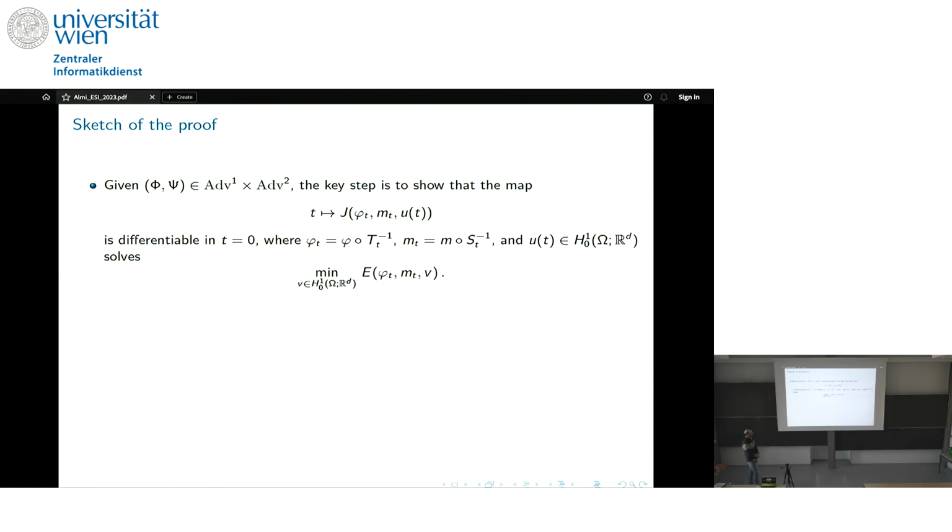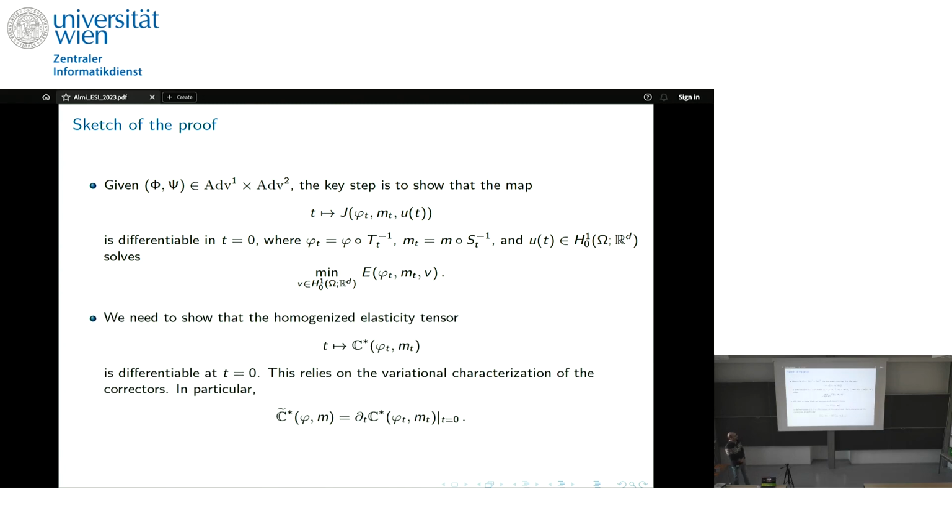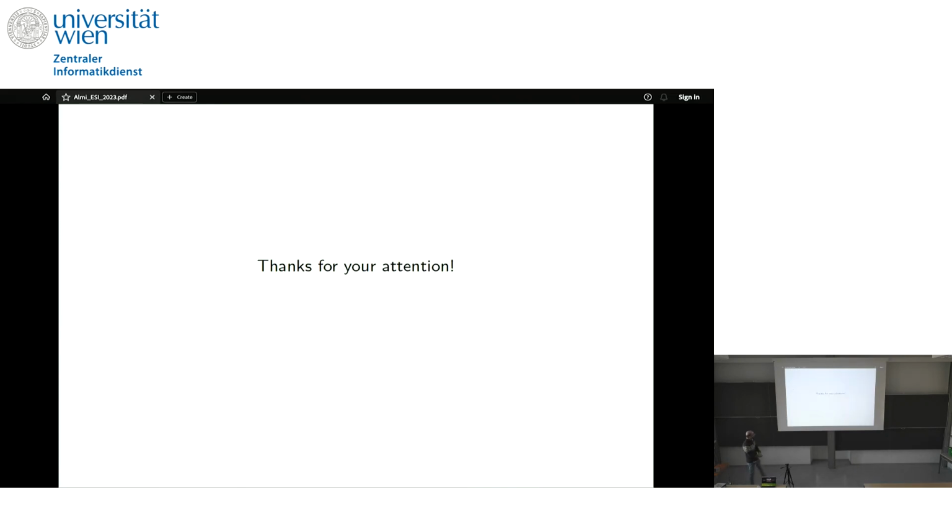And here is where you realize, of course, that in order to find these derivatives, you have also to differentiate the elastic tensor. This is where you have to work out all the details about the properties of the correctors. So you can prove at the end of the day that this is differentiable at t equals 0, and its derivative is indeed given by the C tilde that you've seen in the formula before. And so with this, I think I concluded. Thank you for your attention.